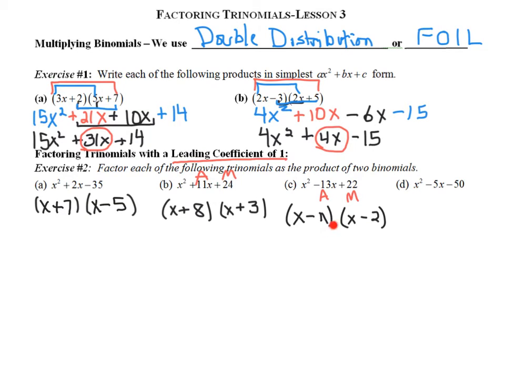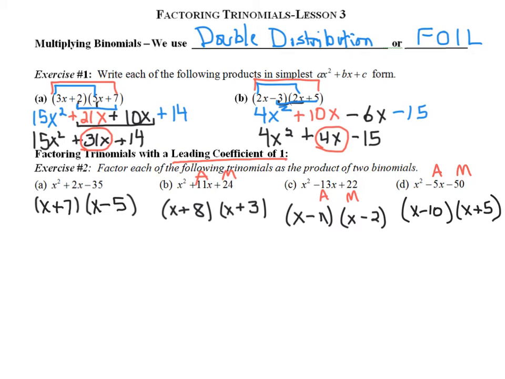You'll notice that negative 11 times negative 2 is positive 22. But when I add negative 11 plus negative 2, I get negative 13. Let's try one more together. So I'm trying to add to get negative 5, multiply to get negative 50. So my factors should be x minus 10 times x plus 5.